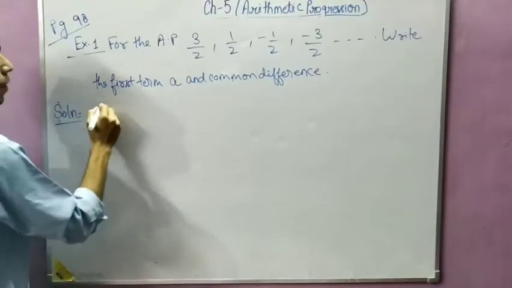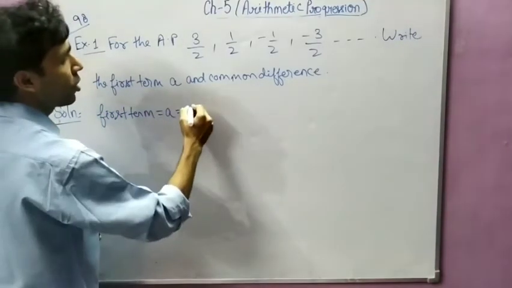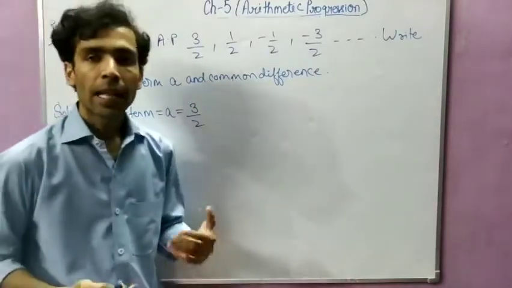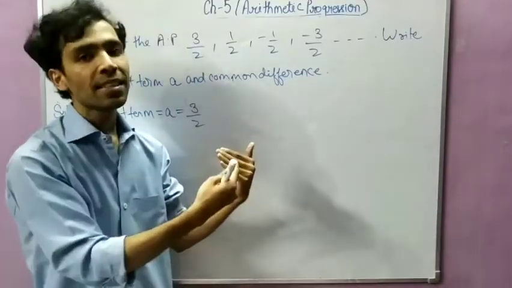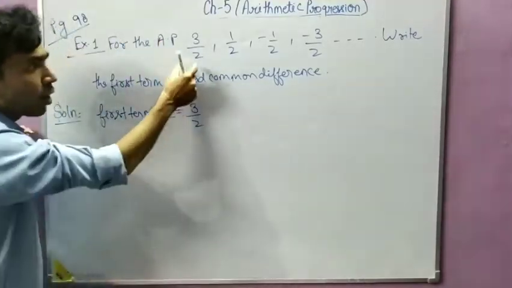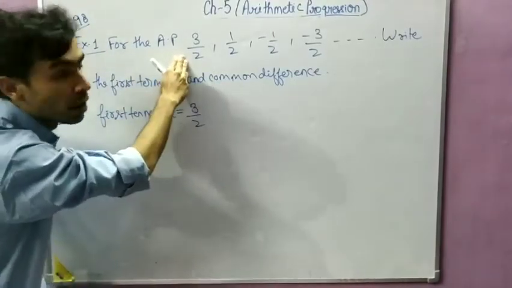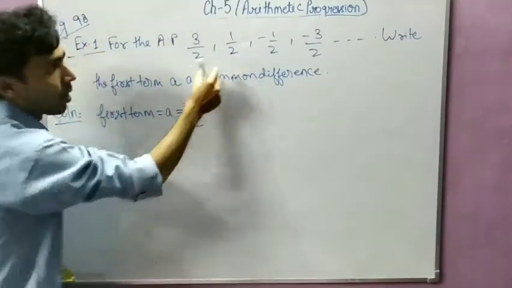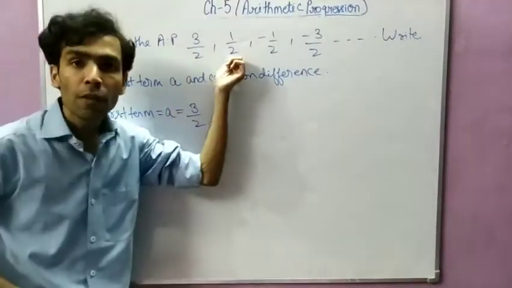First term is represented by a, and which is equal to 3 by 2. Now we have to calculate the common difference, and I told you how to calculate it: any term minus the preceding term or previous term. So we cannot take 3 by 2, because before 3 by 2 there is no number, so we will start from 1 by 2. When I take 1 by 2, the preceding number of 1 by 2 is 3 by 2.